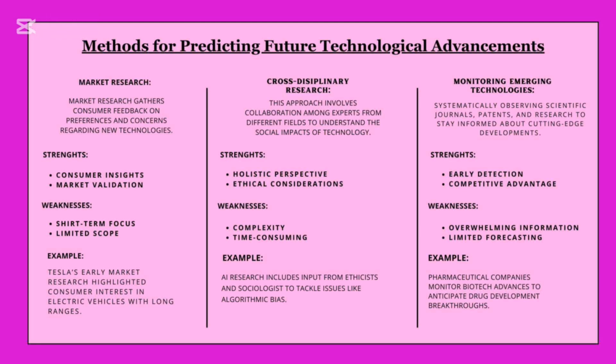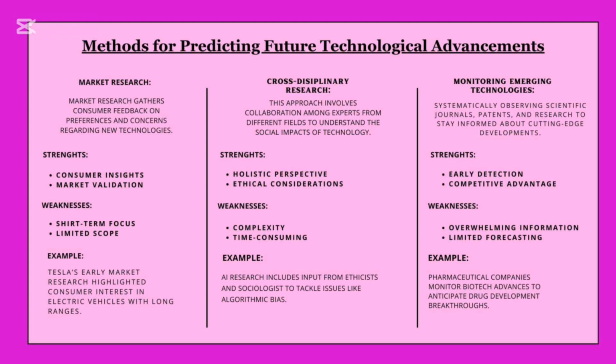Weaknesses: complexity. Coordinating input from various disciplines can be challenging, leading to complexities in communication and collaboration. Time-consuming. The process of integrating diverse perspectives and conducting thorough analysis can be research-intensive and time-consuming. Example: in AI research, collaboration with ethicists and sociologists is essential to address issues like algorithmic bias. This interdisciplinary approach helps ensure that AI technologies are developed responsibly and equitably.